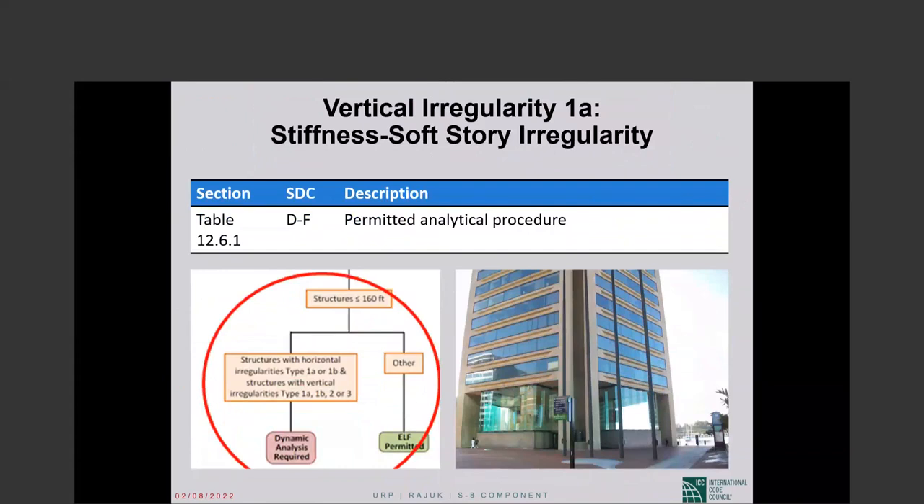Anyway, so the soft story irregularity, the only thing that is triggered is this dynamic analysis, permitted analytical procedure. So vertical 1A, 1B are also bad irregularities that would trigger dynamic analysis even for shorter buildings.